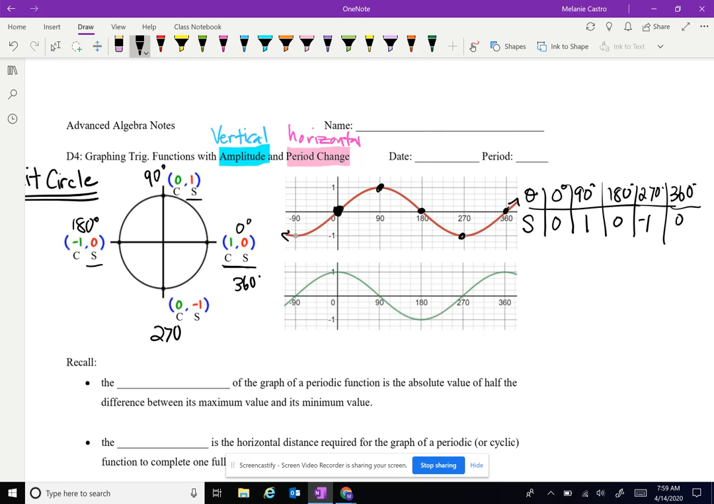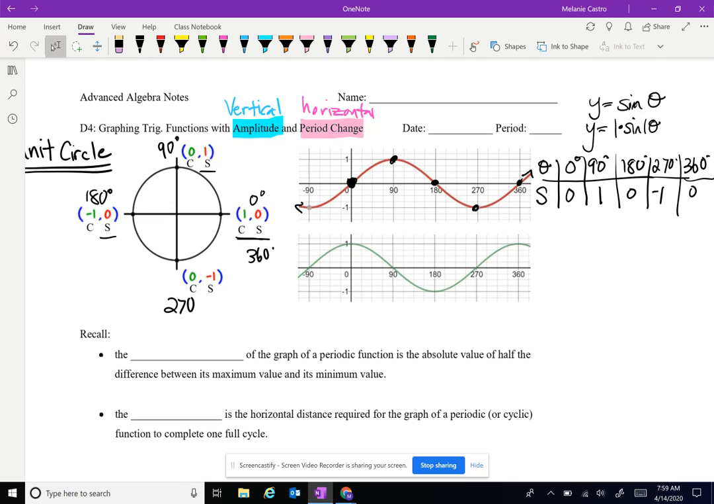And this is our parent function for sine. If we're looking at y equals 1 times sine of 1 theta, it would just be y equals sine theta. This is our parent function. Nothing's going on. There's no vertical or horizontal stretching or change just yet.